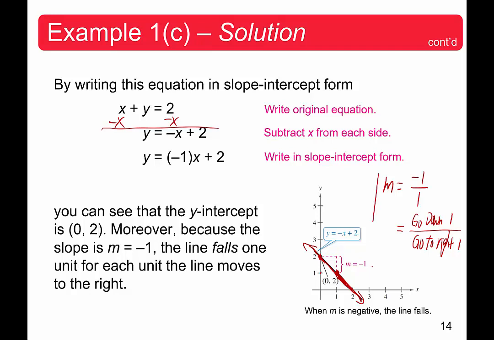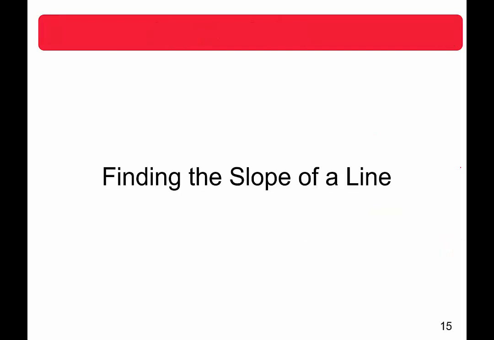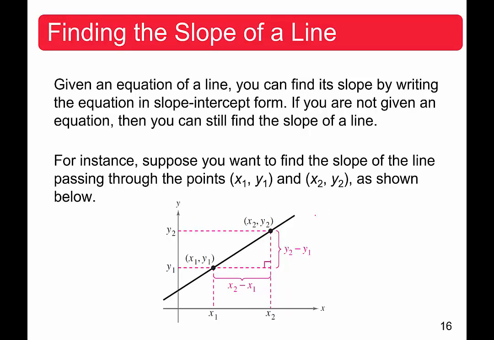And the important thing is interpreting the slope in terms of vertical change and horizontal change. If you want to find the slope of a line given 2 points, you could do that. Supposing you want to find the slope of a line passing through (x1, y1) and (x2, y2), like what the graph shows.